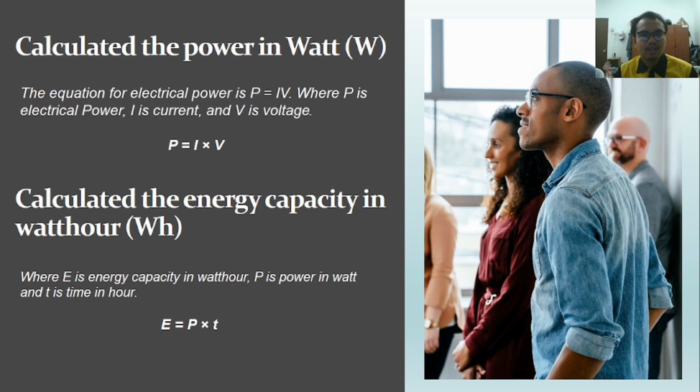For the method of calculation, to calculate the power in watt, P equal to I times V. P is electrical power, I is current, and V is voltage. For calculating energy capacity in watt hour, E is energy capacity in watt hour, P is power in watt, and T is the time in hour.